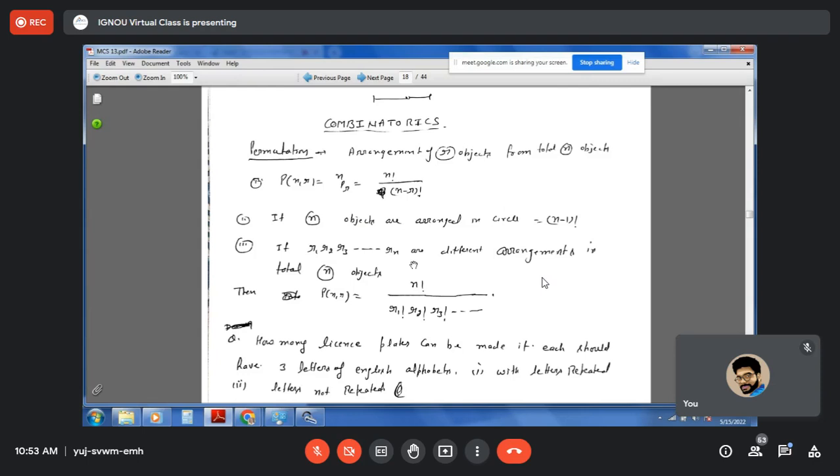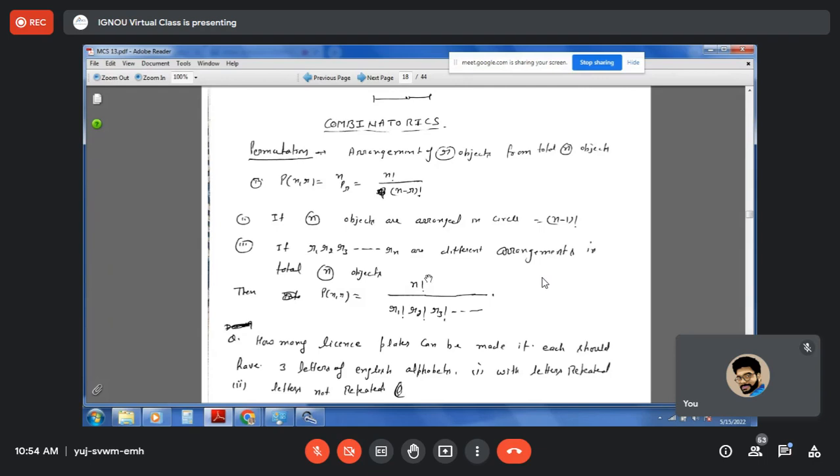We say the students with the white shirt sit on this side, students with the black shirt sit on the back side, students with the red shirt sit on the right hand side. These are the different arrangements in a total N members. Then the total number of arrangements is N factorial divided by R1 factorial, R2 factorial and R3 factorial. These are the main 3 formulas which we use.